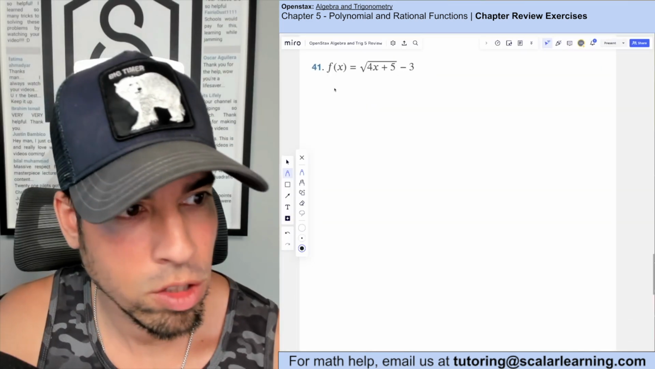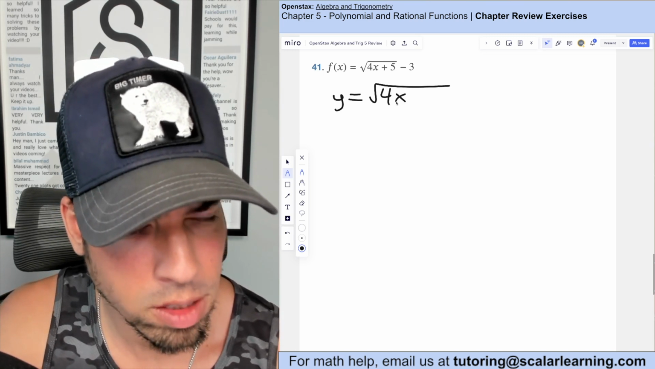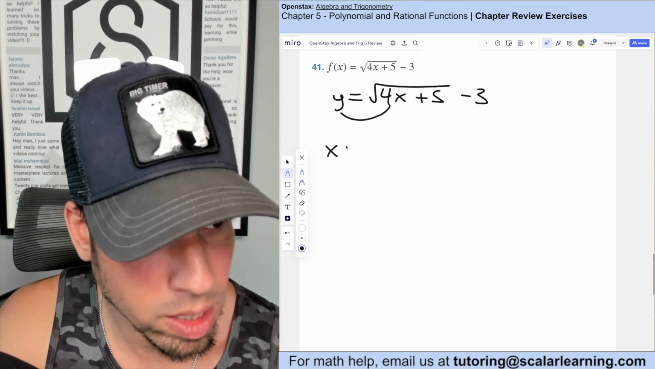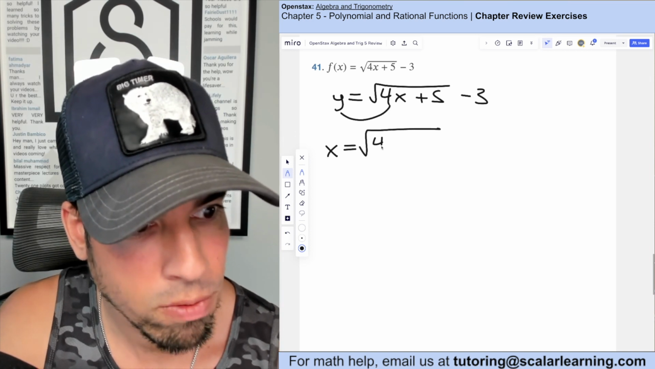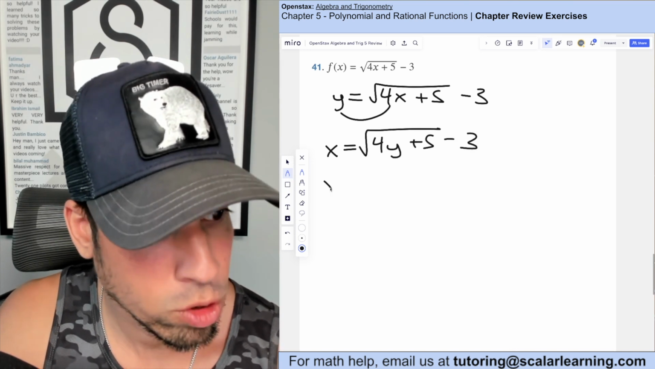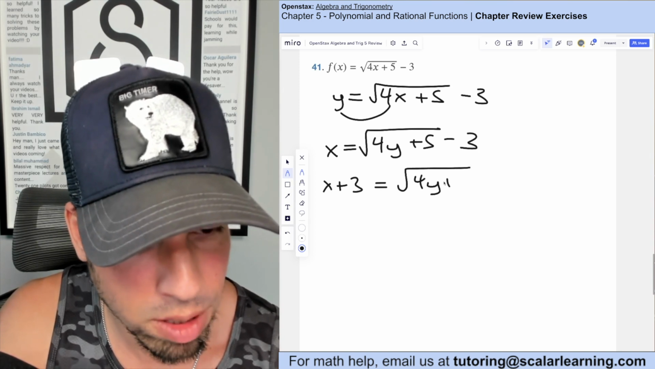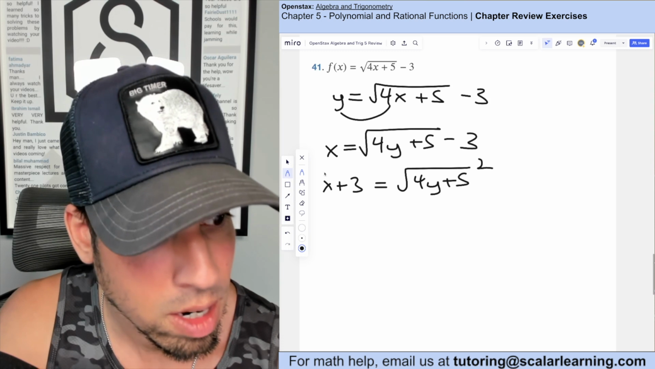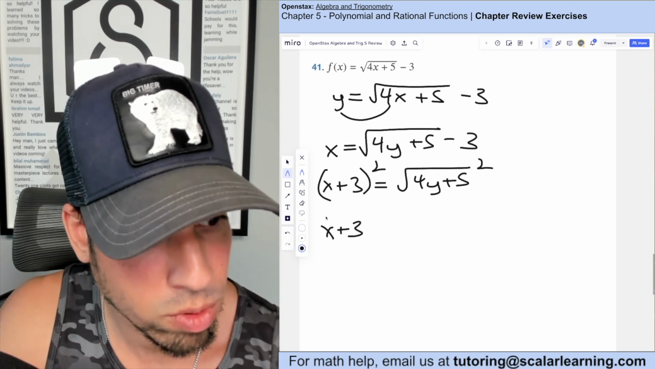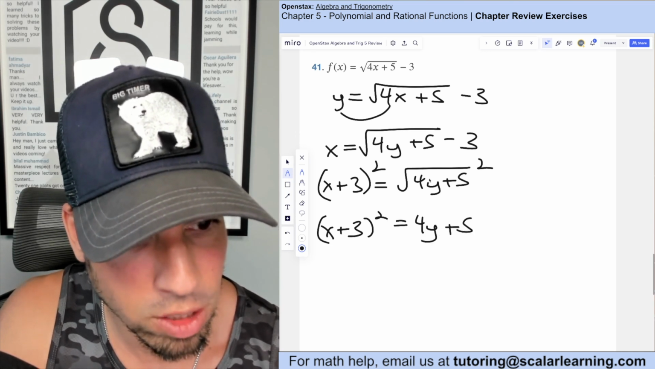So for this one, we're going to start by replacing f of x with y, and then we have 4x plus 5 minus 3, and then we're going to swap the x's and the y's. So we got x equals radical 4y plus 5 minus 3, and then we're going to isolate y. First we're going to add 3 to both sides, and then we get radical 4y plus 5. Then we need to square both sides to get rid of that radical. So now I have x plus 3 squared equals 4y plus 5. That just kills the radical.